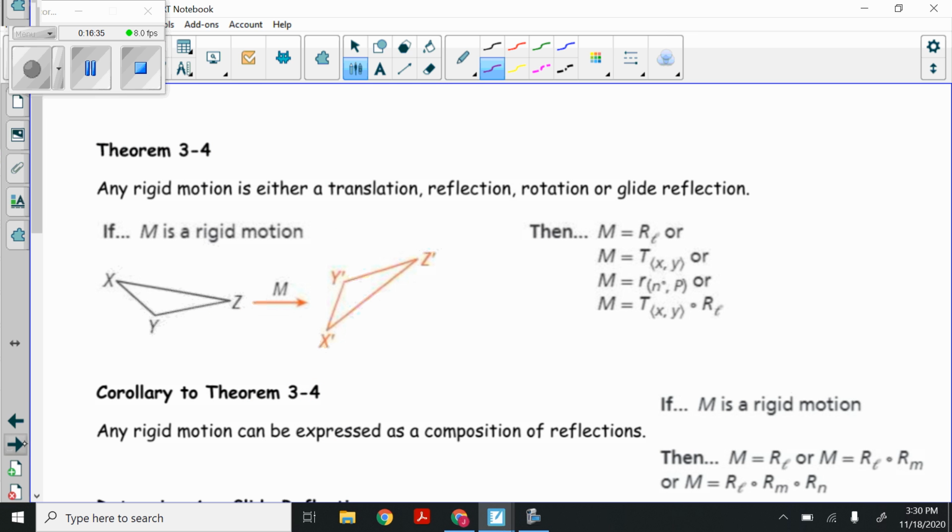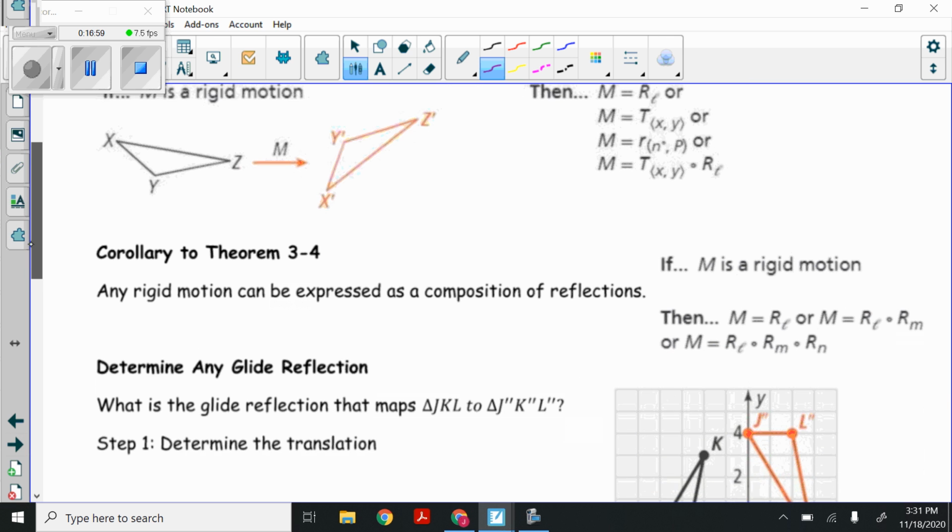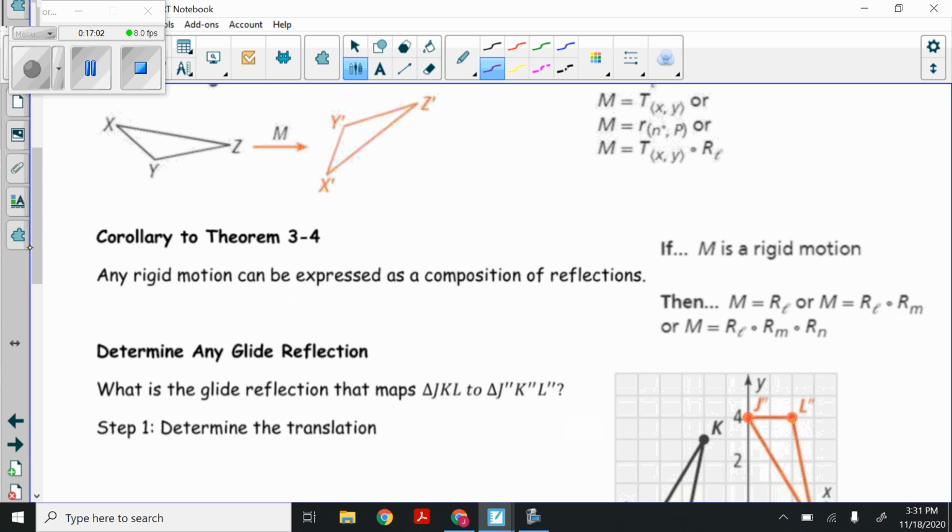Theorem 3.4 tells me any rigid motion is either a translation, a reflection, a rotation, or a glide reflection. So if M is a rigid motion, then M is either a reflection, or a translation, or a rotation, or a composition of a translation and a reflection. The corollary to Theorem 3.4 says any rigid motion can be expressed as a composition of reflections. So if M is a rigid motion, then M equals a reflection, or M equals a reflection composed with another reflection. So we're going to determine a glide reflection.